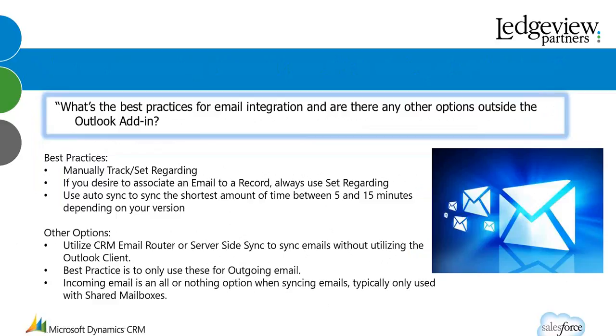Some other options besides the Outlook plugin is to utilize the CRM email router or server-side sync. This way you can sync emails without utilizing the Outlook client. However, it is a best practice to only use these for outgoing emails, because if you use incoming emails with the email router or server-side sync, it's an all or nothing option when syncing them. And it's typically only used with shared mailboxes.